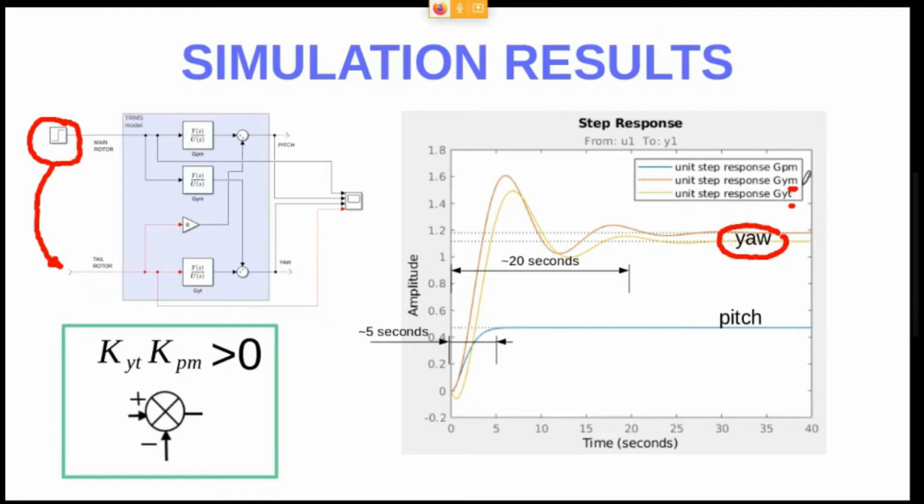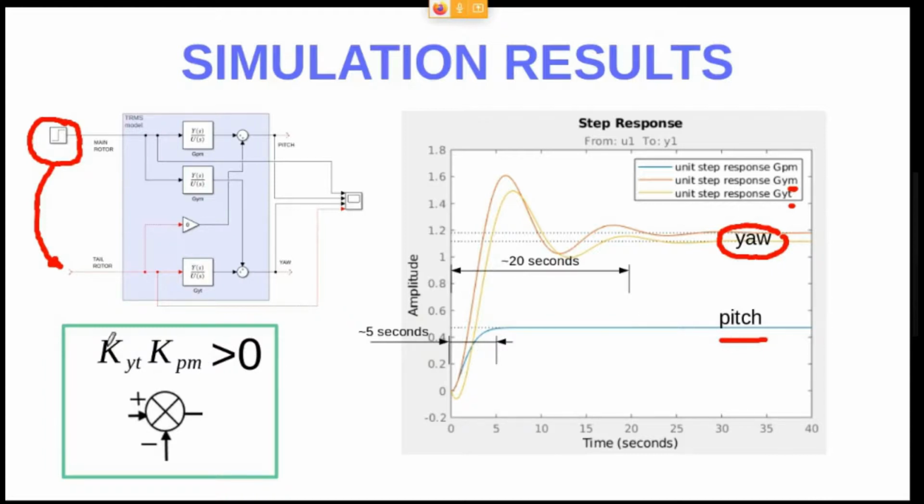When you apply a voltage both on the main rotor and on the tail, you have an effect that is so similar on the yaw angle. But on the pitch, the effect is quite different, as you can see here. There is no oscillation, right? And the settling time is 1/4 the settling time for the yaw angle, right?